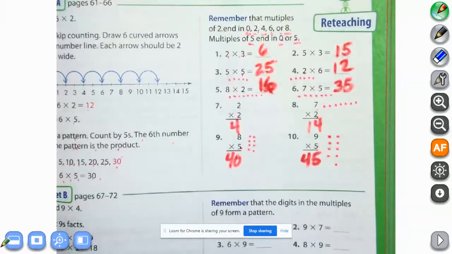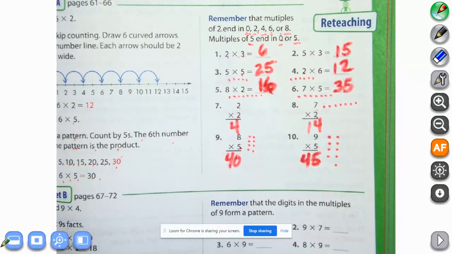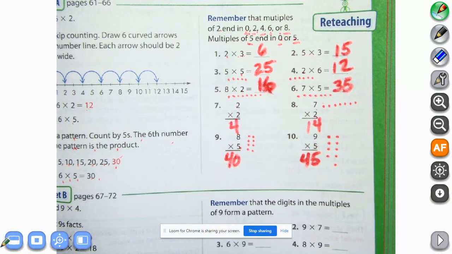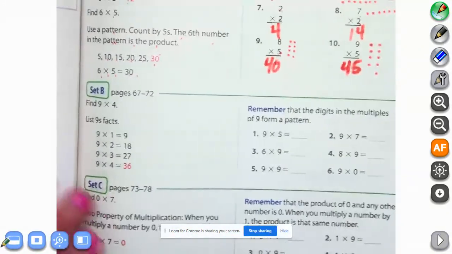Make sure you have all of that written down. Push pause. If you need more time, push pause right now. All right. We are going to go on to set B.